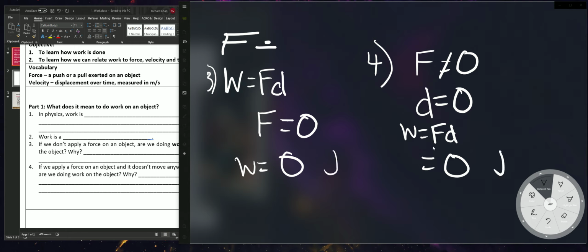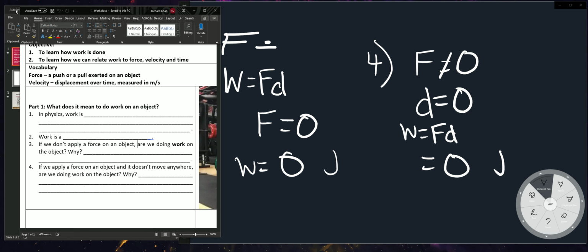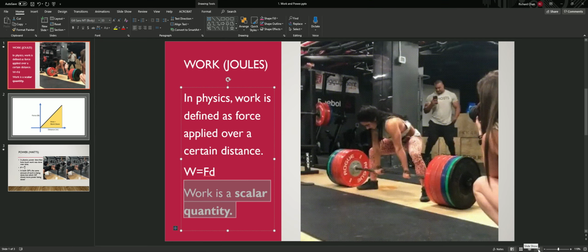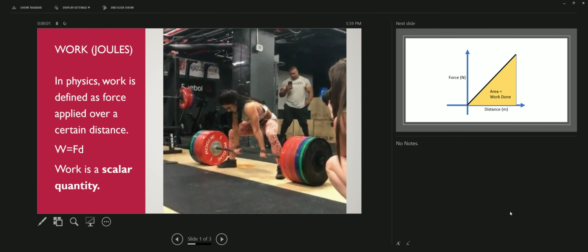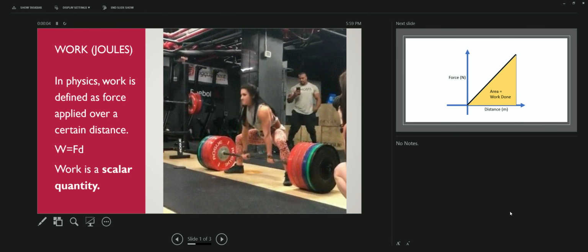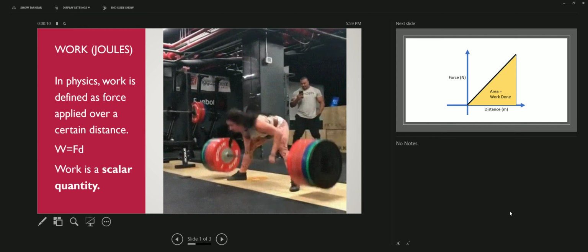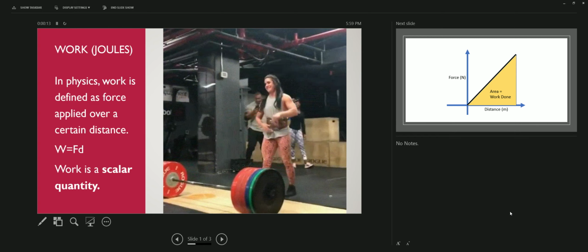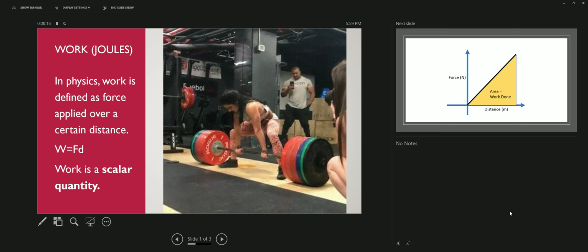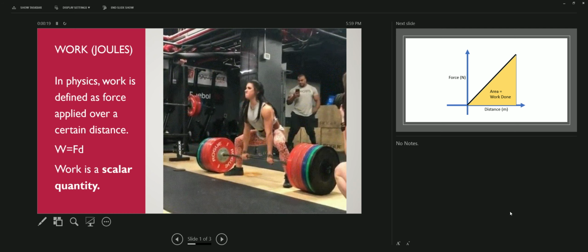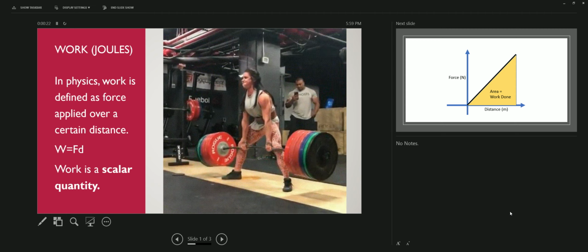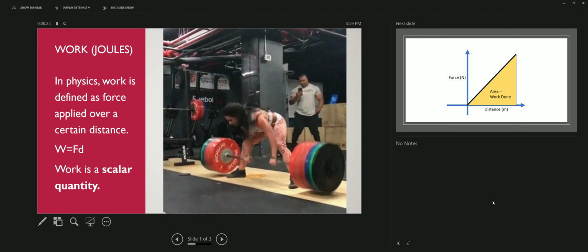And so even if you apply a force on something, let's say this bodybuilder, if she doesn't move the barbell anywhere, then you're not going to do any work. But she does. She applies a force, she moves it a distance up, so she's doing work on the barbell. She's pulling the object, applying a force, and that barbell is moving a distance. And so that must mean you are doing work on this object. All right.